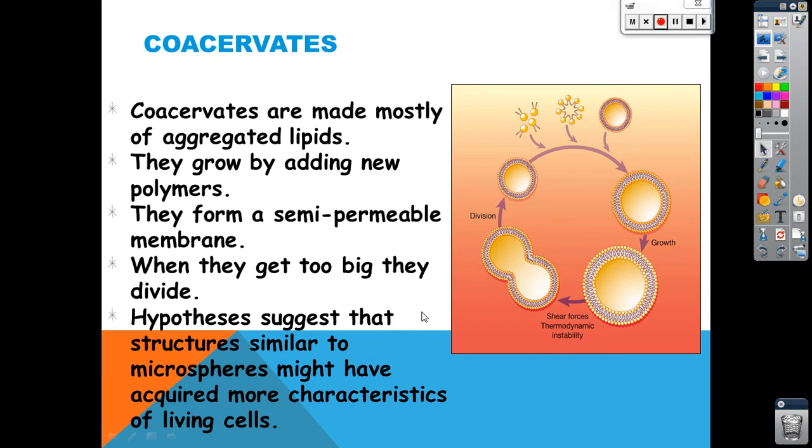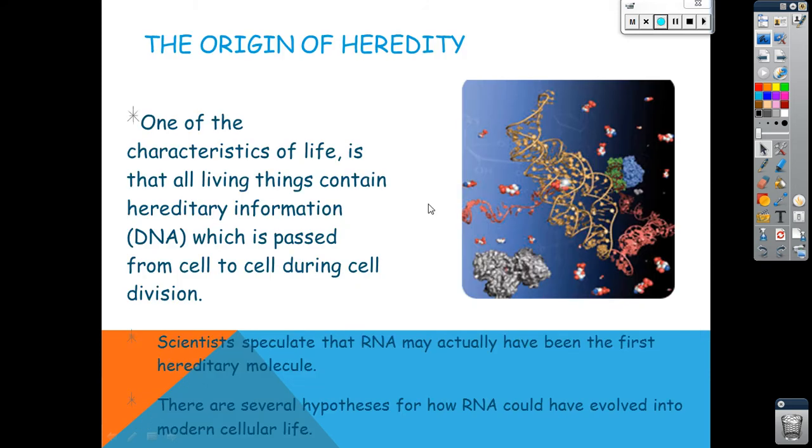Now, the hypothesis basically suggests that these structures, similar to microspheres, might have acquired more of the characteristics of living cells. Remember, coacervates are not proteinoid microspheres. We're talking about the proteinoid microspheres as having the structures for the amino acids, and this is where the coacervate gives the idea of how they are going to start to copy, and the formation of the membrane as well.